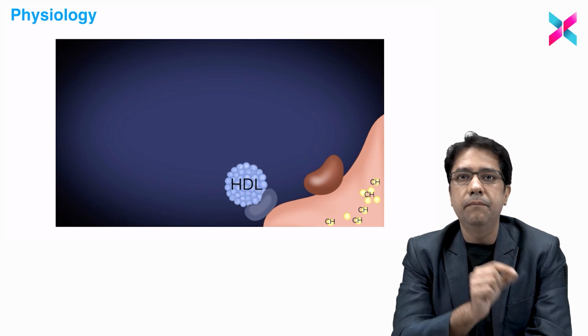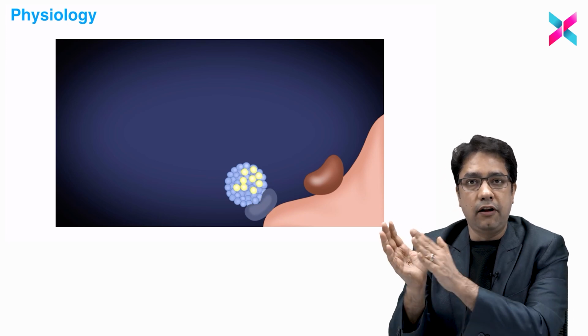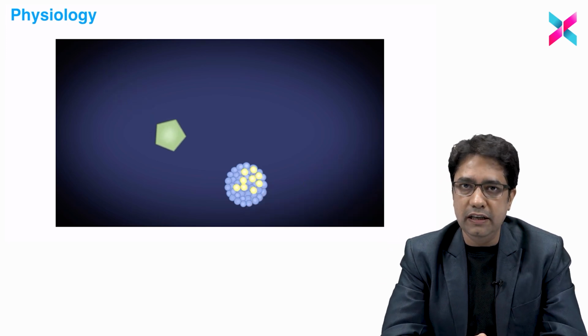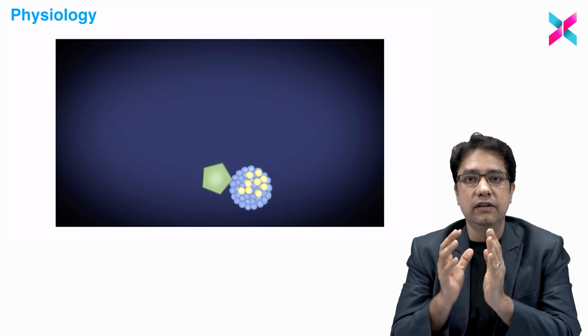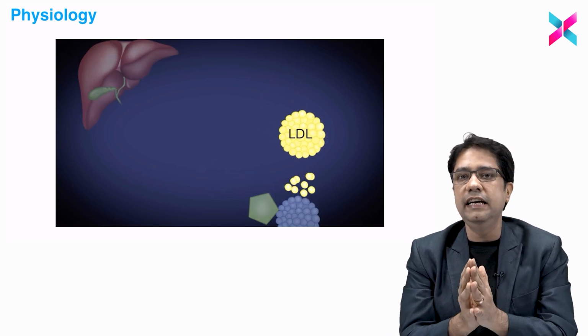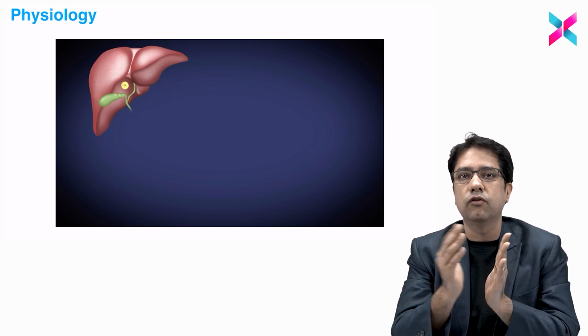Hence, we have a good lipid also, HDL, high density lipoprotein. It removes this cholesterol from the body cells. Hence, it reduces the risk of atherosclerosis. Now, this HDL, with the help of CETP, cholesterol ester transfer protein, transfers this cholesterol to LDL, and this LDL is taken up or removed by the liver.